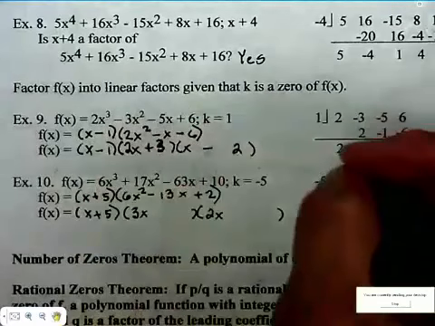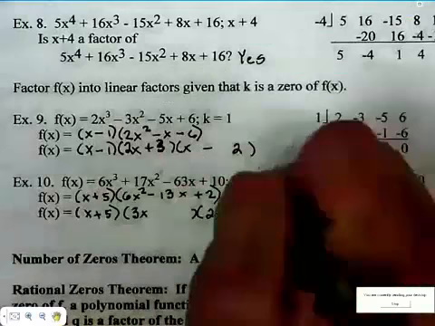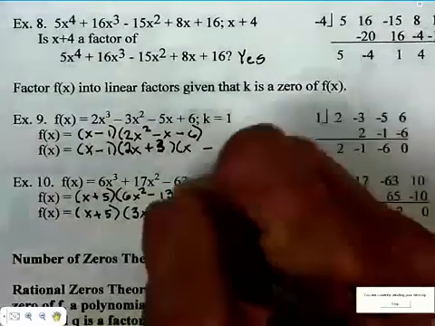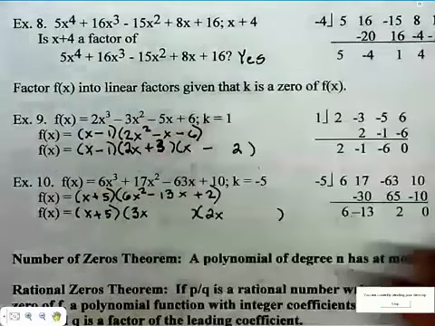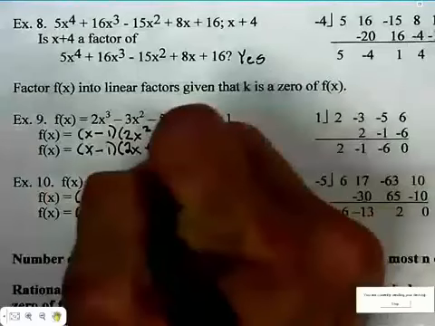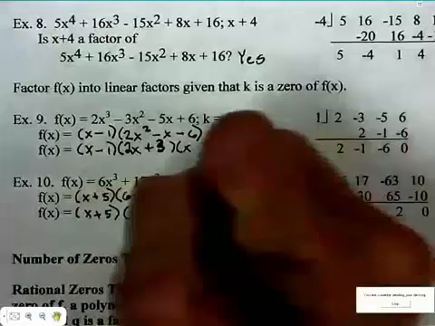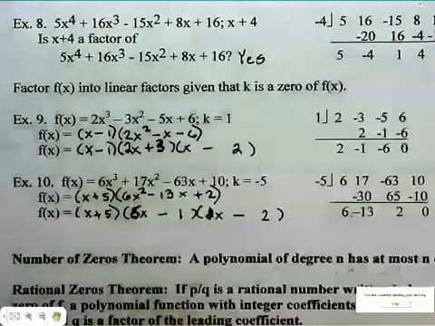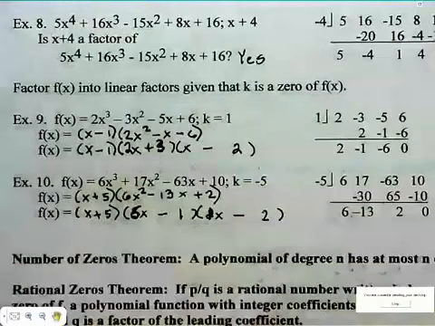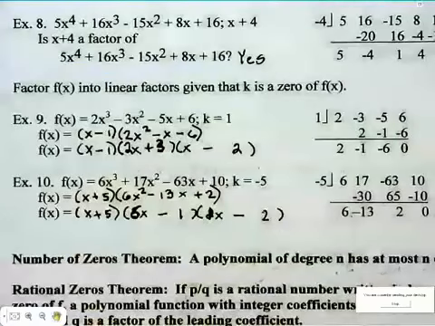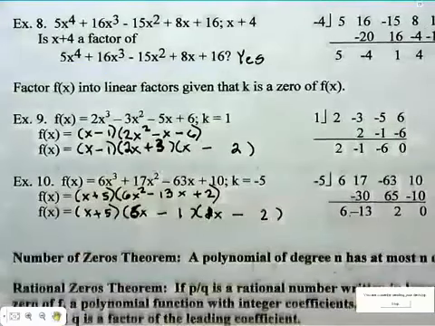Actually, I think that's going to be 6x and 1x. Yeah. There we go. That last factor is 1x minus 2 or just x minus 2.